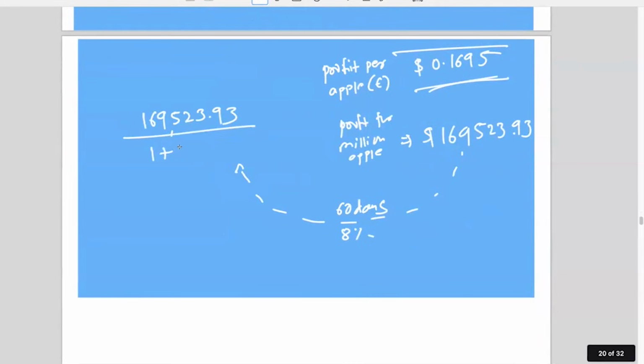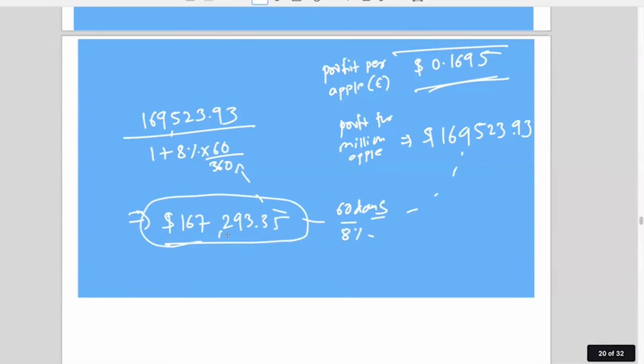169,523.93 divided by 1 plus 8% into 60 by 360 is equal to. So let's do it. 8% into 60 by 360 plus 1, RCL1 divided by RCL2. I'm getting 167,293.35. That is my mark to market profit on the contract.